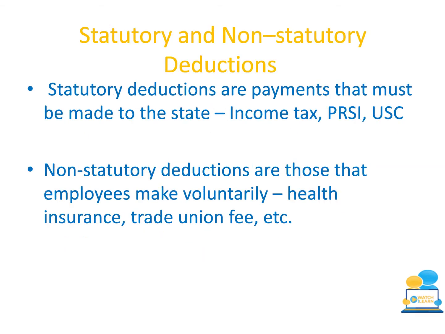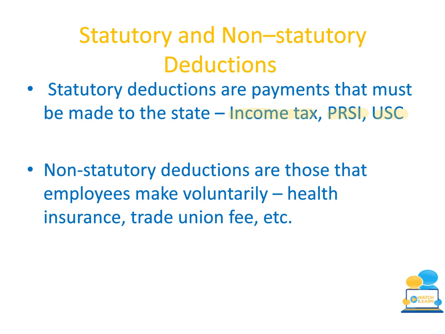Now, moving on to what kind of deductions we have: statutory and non-statutory deductions. You might not necessarily pay all of these deductions. It's different for each employee. The statutory deductions are payments that must be made to the state. So the state, we're talking about the government. The statutory deductions are income tax, PRSI and USC. And again, I'll talk about those three later and where those taxes go once they go to the state.